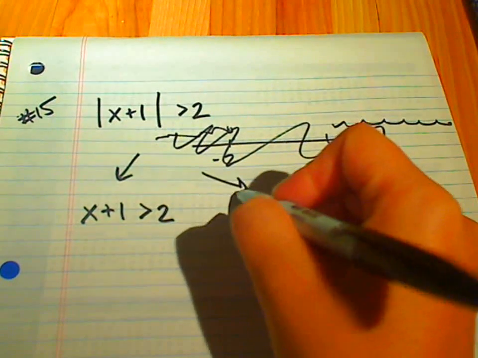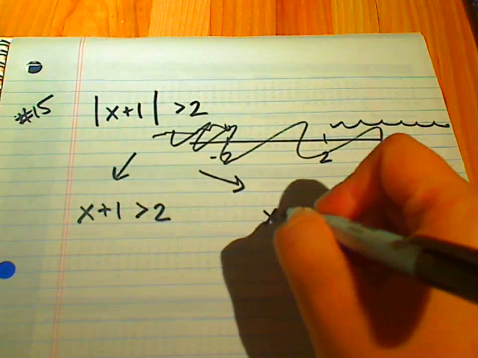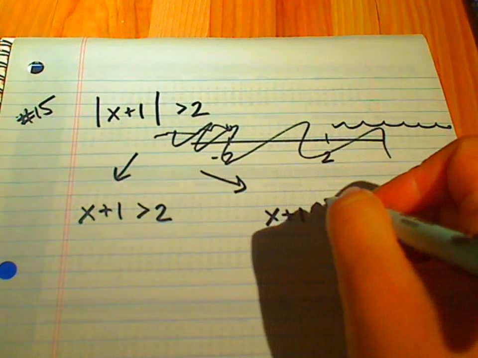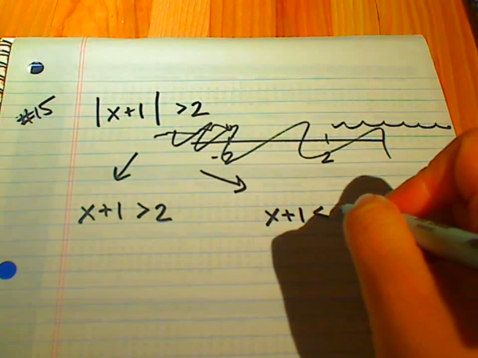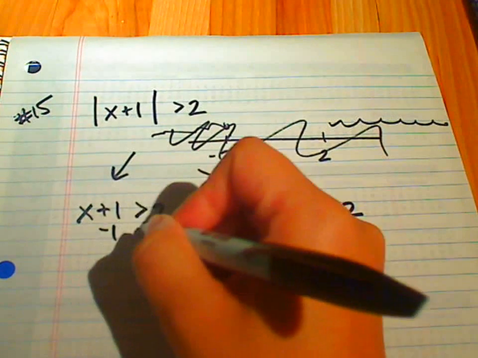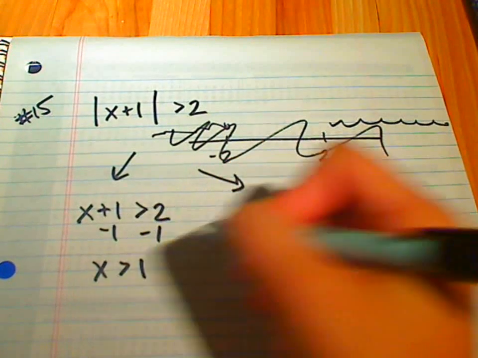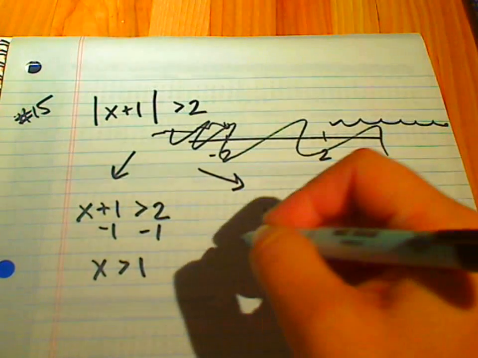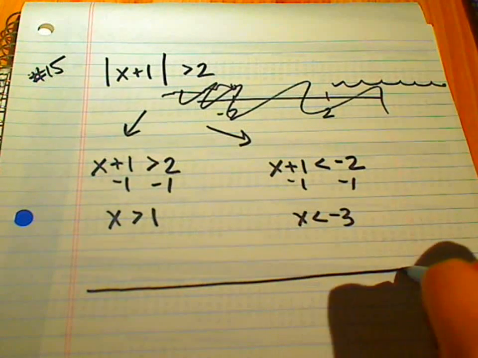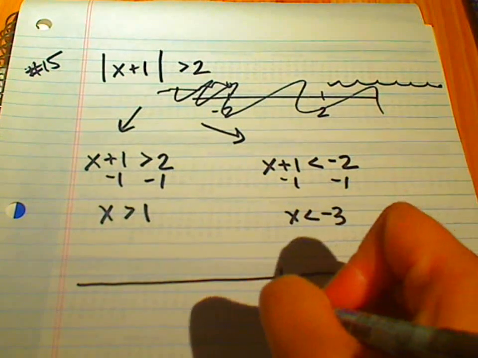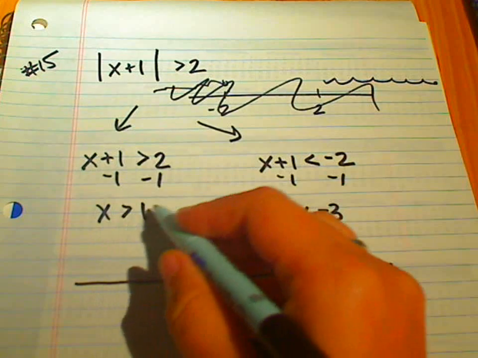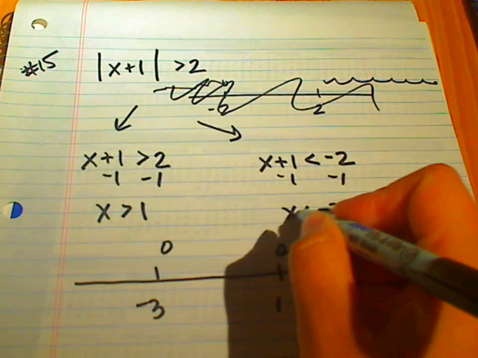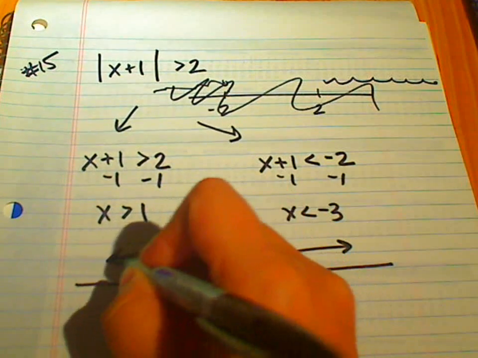Now when I make my second one, like I said, I keep the absolute value, but I switch the sign because I'm going to flip to the other side of the number line. So I do less than negative 2. Minus 1, minus 1, x is greater than 1, and minus 1, x is less than negative 3. So if I were to draw a number line of this, I have positive 1 here, open circle, numbers bigger than 1 that way. Negative 3, open circle, numbers less than negative 3 that way.